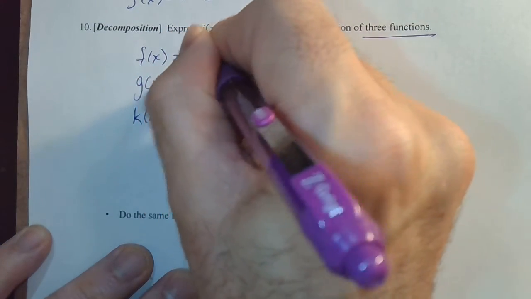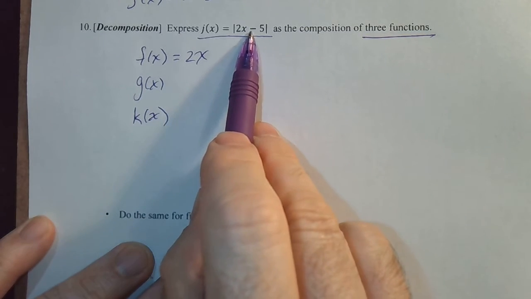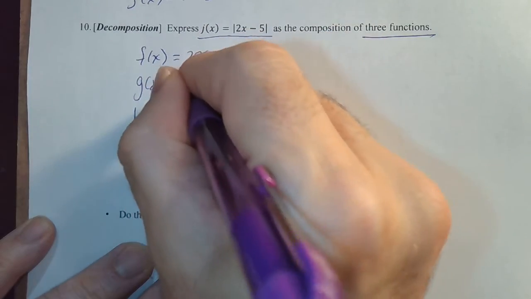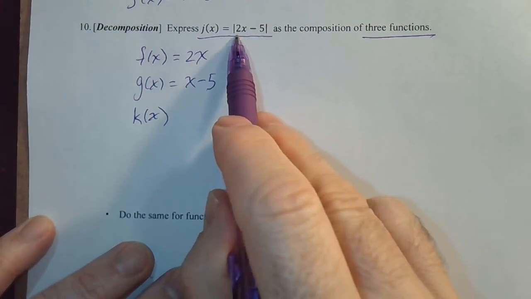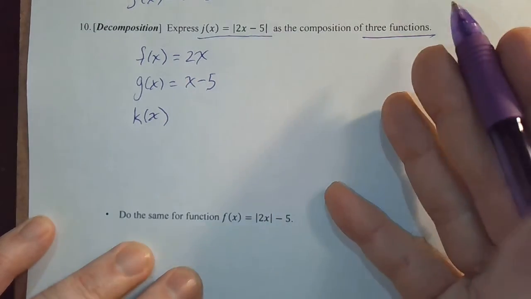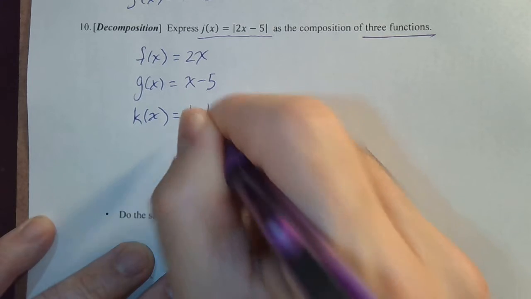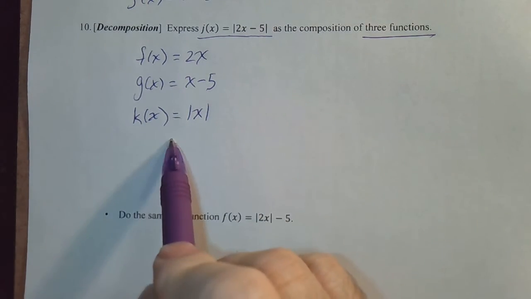So f of x equals 2x. It doubles it. I need a function that subtracts 5 from something. Okay, subtracts 5. So g of x equals x minus 5. And lastly, I need something that takes the absolute value of the input. So k of x is equal to the absolute value of x. All right, so we've got our 3 functions.